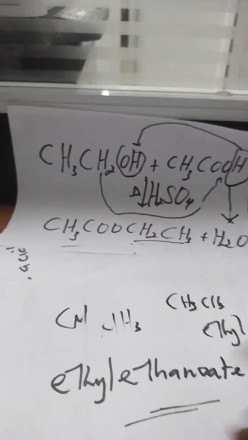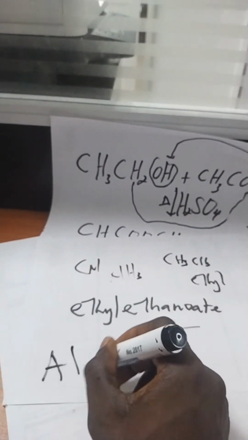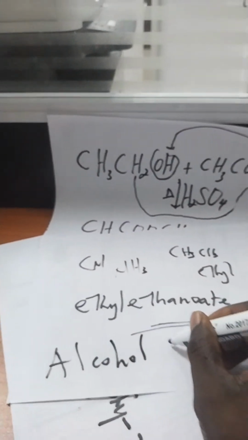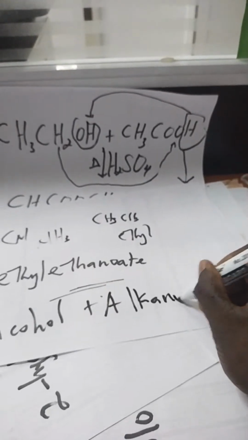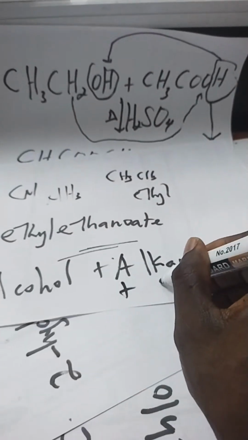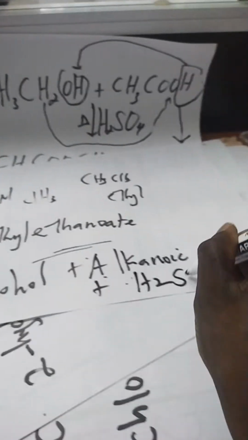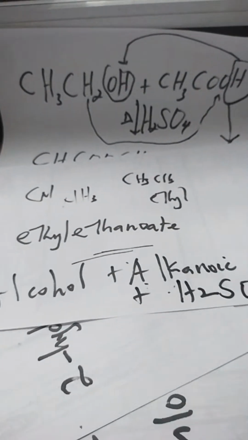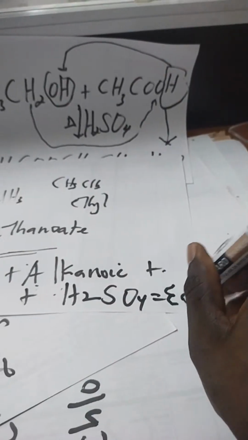So the framework for this is for you to know that when alcohol reacts with an alkanoic acid in the presence of a mineral acid, that is H2SO4, this must give you a sweet smelling substance called esters.